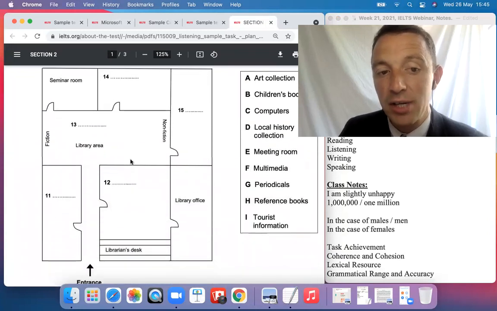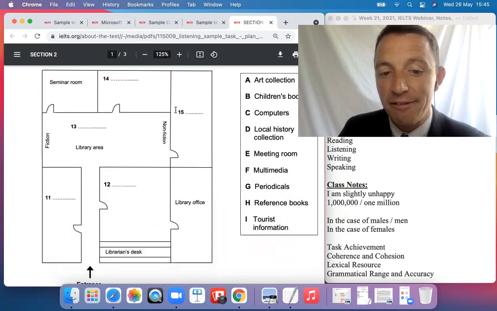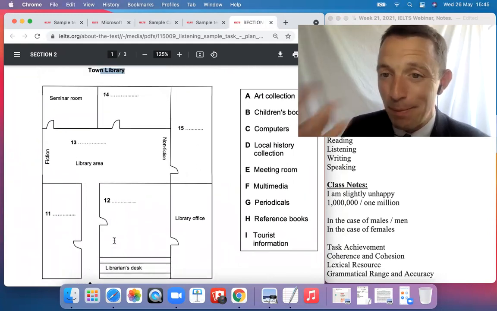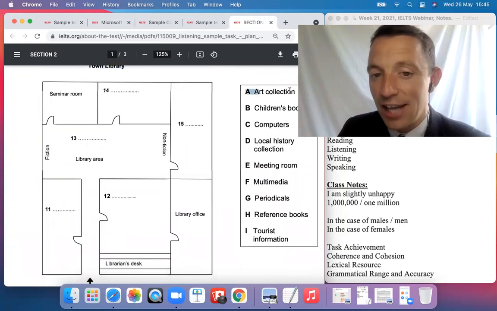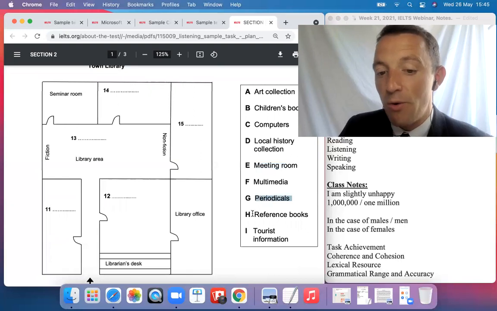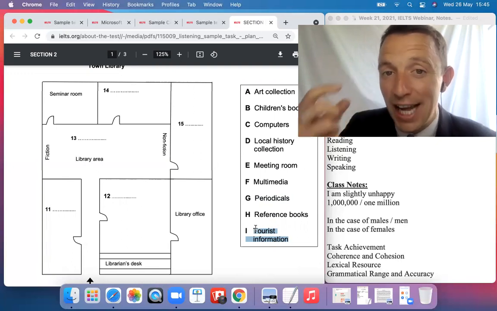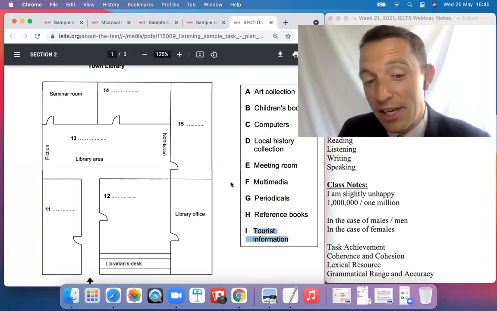So on the left, you can see the map or the plan, and it's the library. And you can see number 11, 12, 13, 14, 15, and you are here at the entrance. So the person on the audio will explain the direction, and you need to identify the correct room. Is it an art collection, A, children's books, computers, local history collection, meeting room, multimedia, periodicals, reference books, or tourist information? So we only need to select 5, and the job is to identify the correct option for the space. Okay, so very interesting.